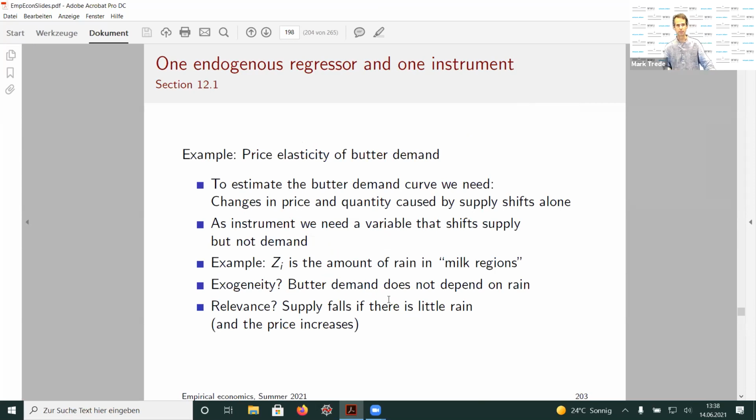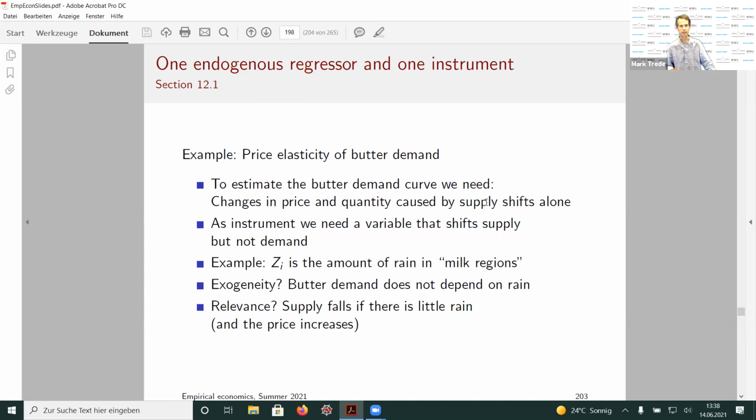Okay, so in this example, we have a problem. We need changes in price and quantity that are caused by shifts in the supply curve alone, not by shifts in the demand curve. And that's the really great idea of the first authors of this two-stage least squares or instrumental variable regression. They realized that they need another variable that shifts the supply curve, but not the demand curve.